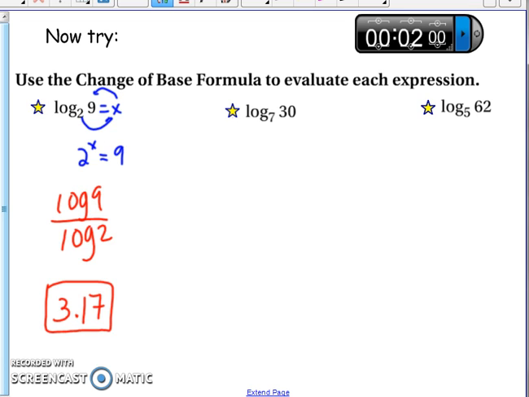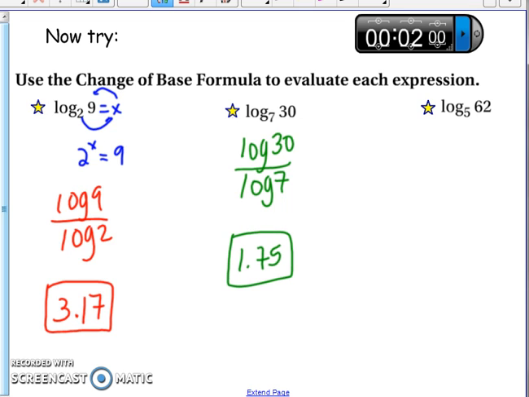Log base 7 of 30. So log of 30 divided by log of 7. Plug it in the calculator, 1.75. And then the last one, log base 5 of 62. We're going to do log of 62 divided by log of 5, and that's going to give us 2.56.